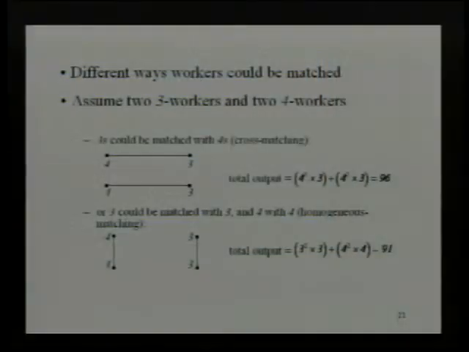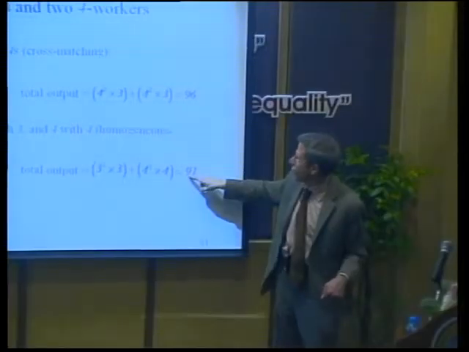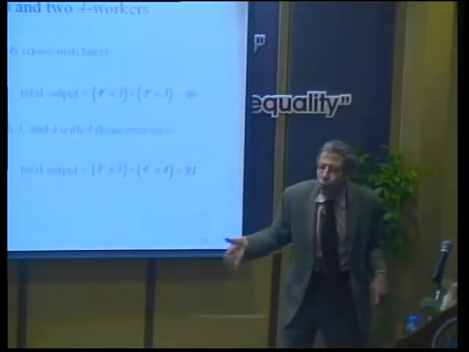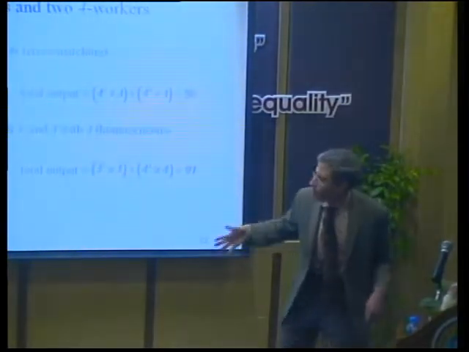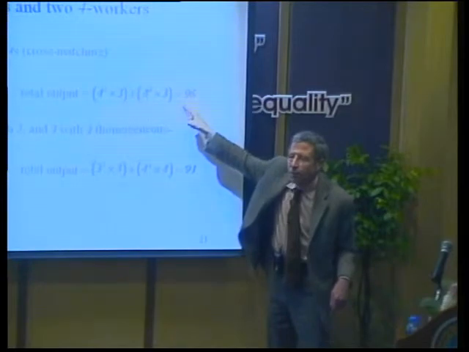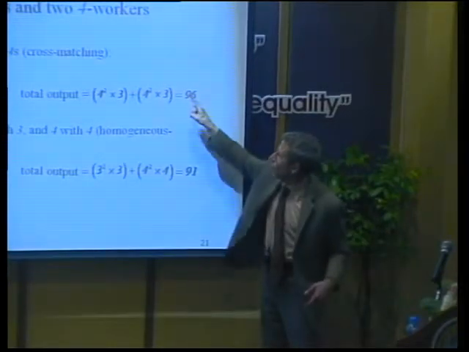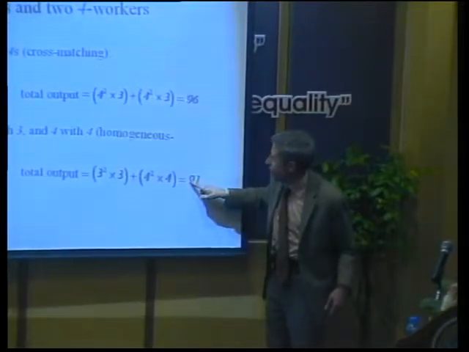Another way that they could have been matched is that the four worker could have been matched with the other four worker, the three worker could have been matched with the other three worker. This is what's called homogeneous matching because now the manager and the subordinate have the same skill level, but this produces output which is less. It's only 91. And therefore, if we think that there's competition for workers, we would expect that we will get this pattern of matching because it produces higher output. Competition gives you greater efficiency, and greater efficiency here means this output rather than this output.